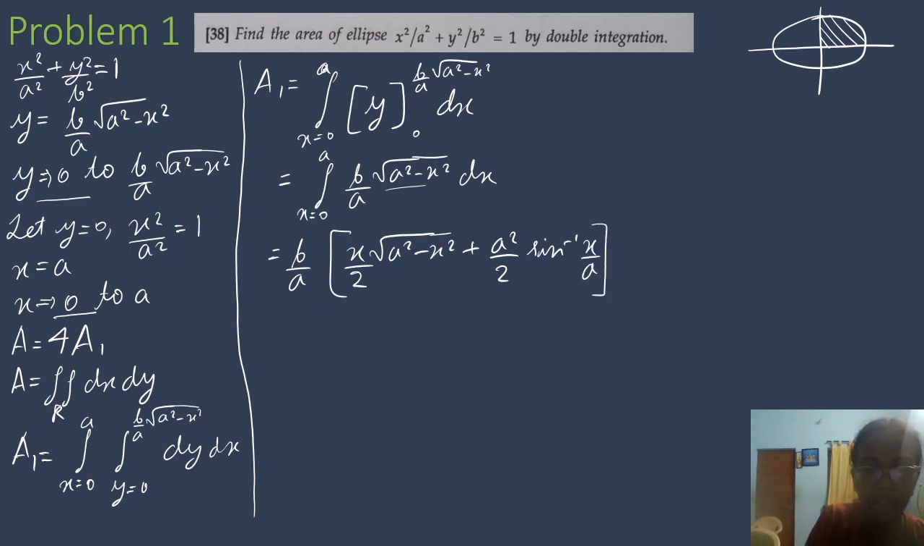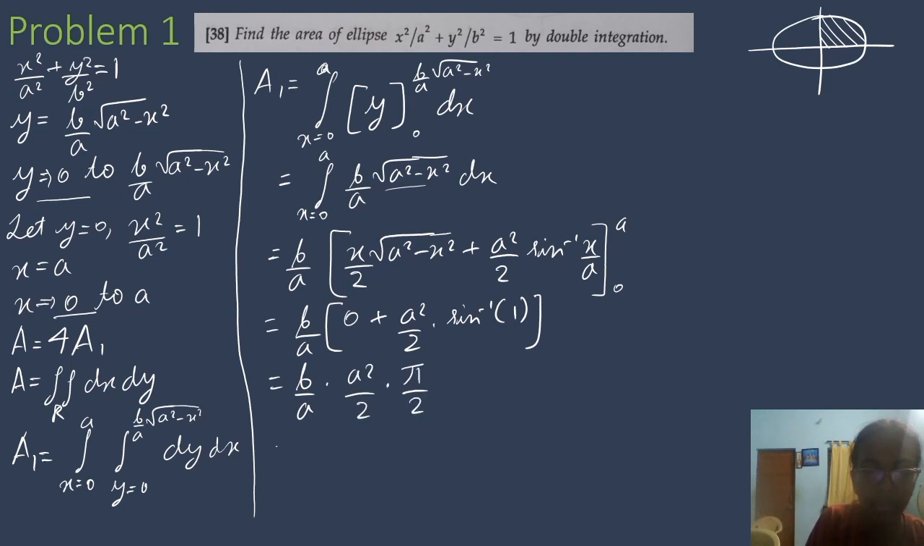This is the integration we get. This is the upper limit and this is the lower limit. By applying the limits, we get b by a into 0 plus a square by 2 into sine inverse of 1. Then we get b by a into a square by 2 into sine inverse 1, which is equal to pi by 2. Hence we get pi ab by 4. This is the value of A1. Now we know that area is equal to 4 A1. Hence area of the ellipse is equal to pi ab square units.